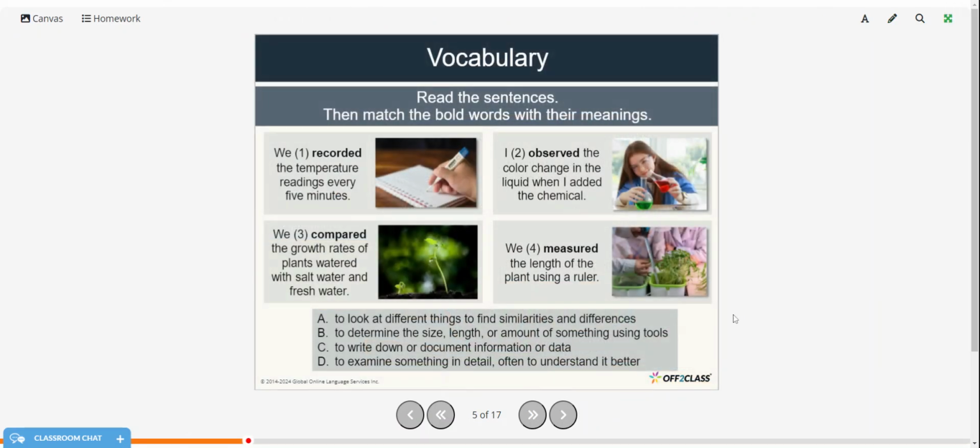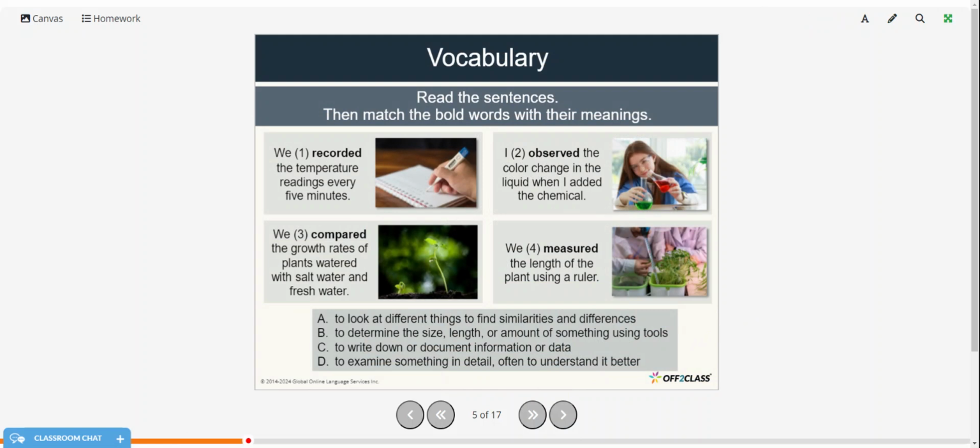All right, so now read the sentences and then match the bold words to their meaning. We recorded the temperature readings every 5 minutes. I observed the color change in the liquid when I added the chemical. We compared the growth rates of plants watered with salt water and fresh water, and we measured the length of the plant using a ruler.